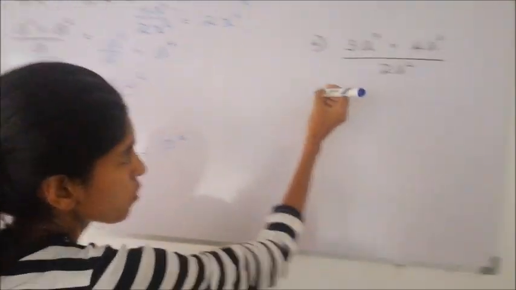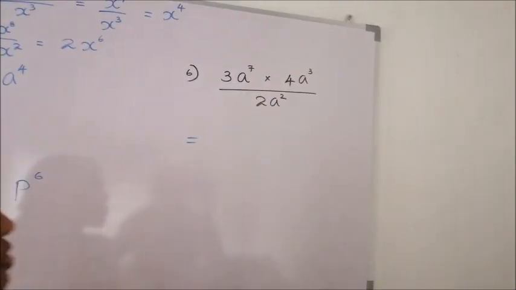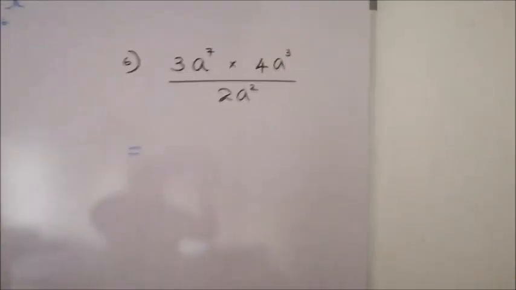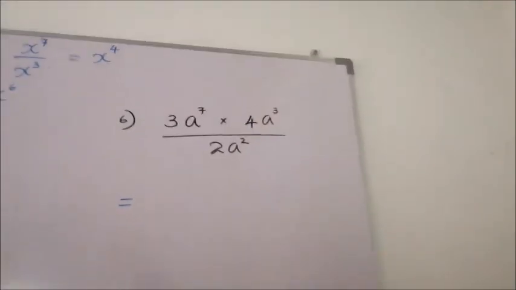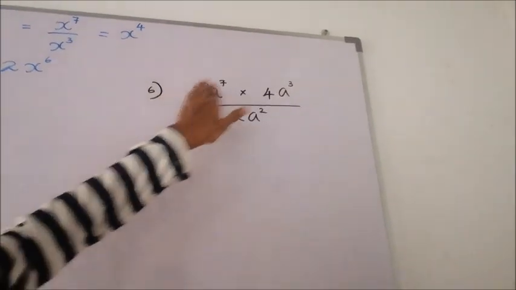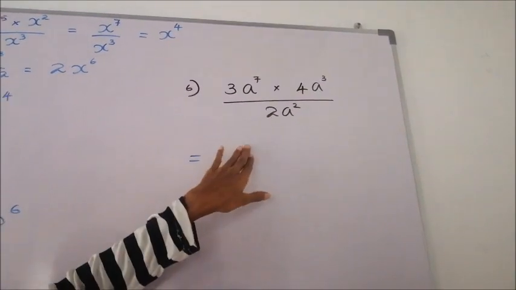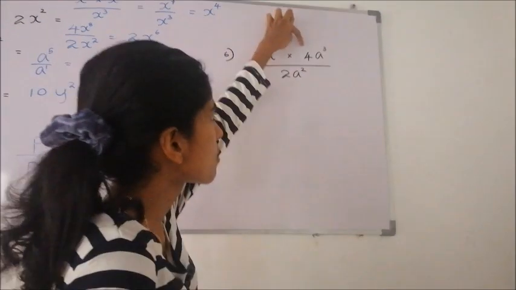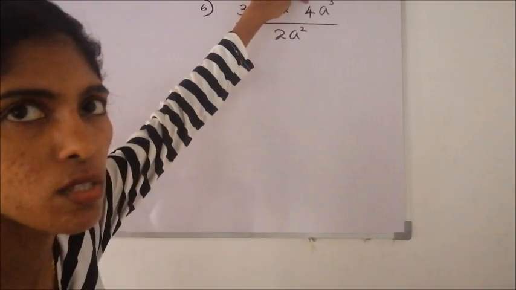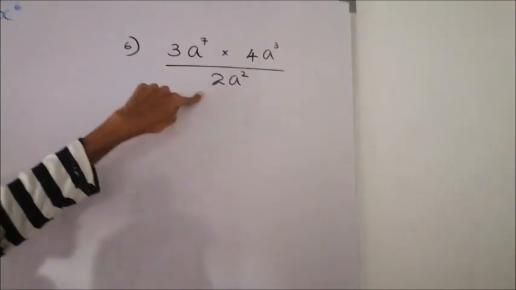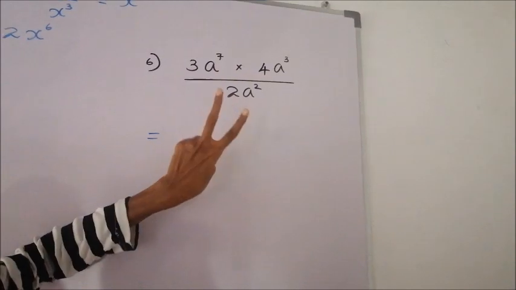Now, the next one. See, few numbers are there. There are two methods that you can follow here for just the numbers. 3, 4, 2 are just whole numbers. If you want, you can firstly multiply these two. 3 times 4 is 12. Then that 12 can be divided by 2. With 2 steps you can do that.